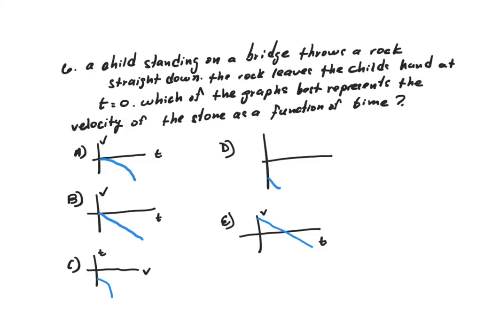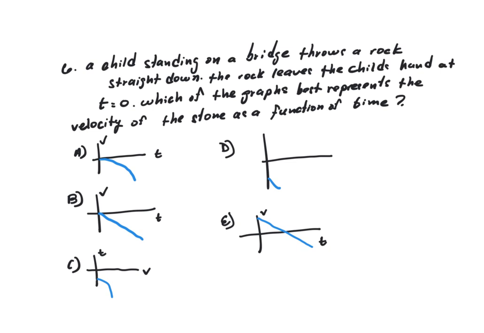Hello, so let's continue our work on test 1. So we're moving on to question number 6. Question number 6 says, a child standing on a bridge throws a rock straight down. The rock leaves the child's hand at time equals 0. Which of the graphs represents the velocity of the stone as a function of time?